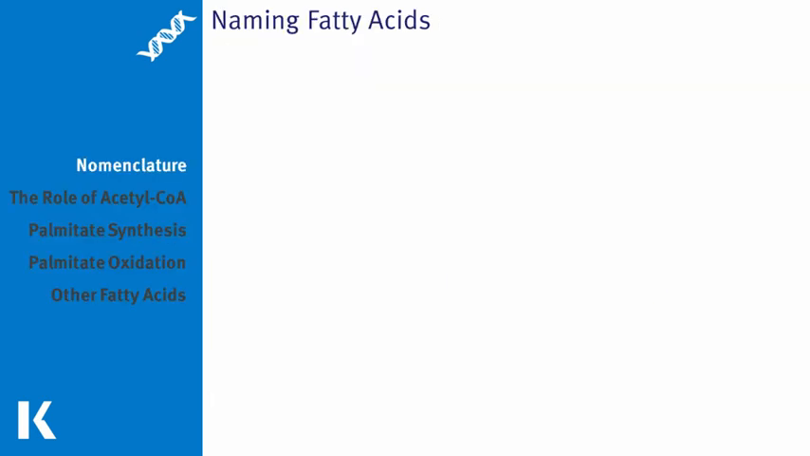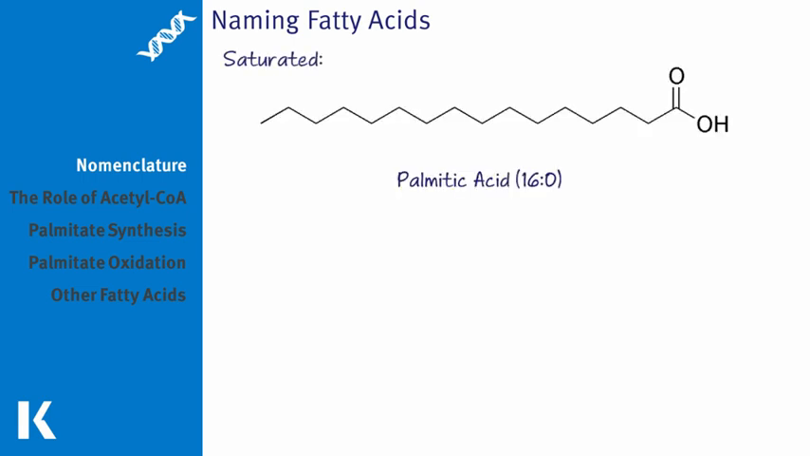First, we will analyze how we name fatty acids based on their structures. We'll start by analyzing a saturated fatty acid called palmitic acid. This is the only fatty acid that our body is able to synthesize. In the name, we see the numbers 16 and 0. The first number relates to how many carbon atoms are in the fatty acid chain, starting at the carbonyl carbon and counting all the way down to the end of the chain.